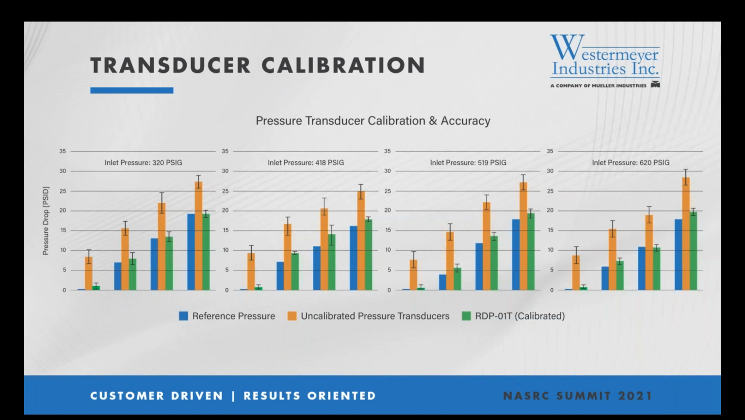We then took the same readings and rerouted those outputs into our calibrated device, which is referenced in the green bars. Those experiments were replicated across 4 different inlet pressures shown at the top of each bar chart. As you can see, the green bars are much closer to the reference pressure differential. What this tells us is that through our calibration process at multiple oil separator inlet pressures, we are able to reduce the error band that out-of-the-box transducers provide.